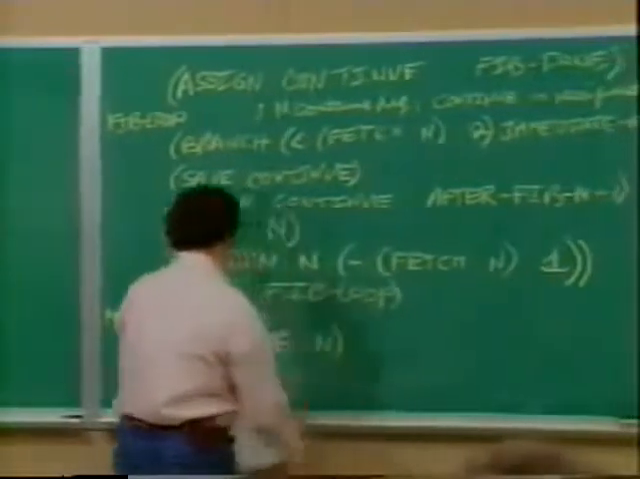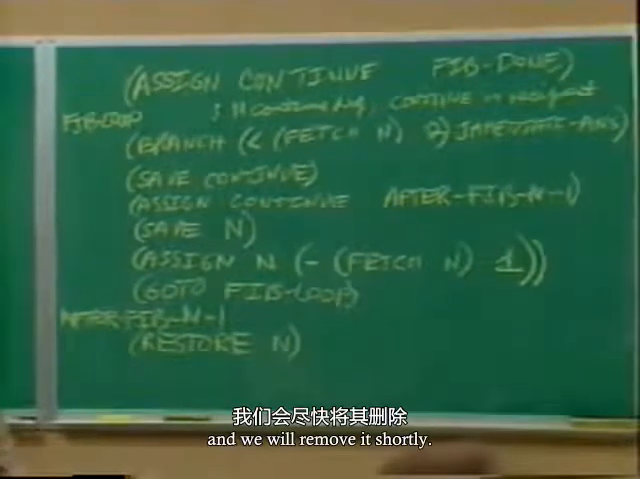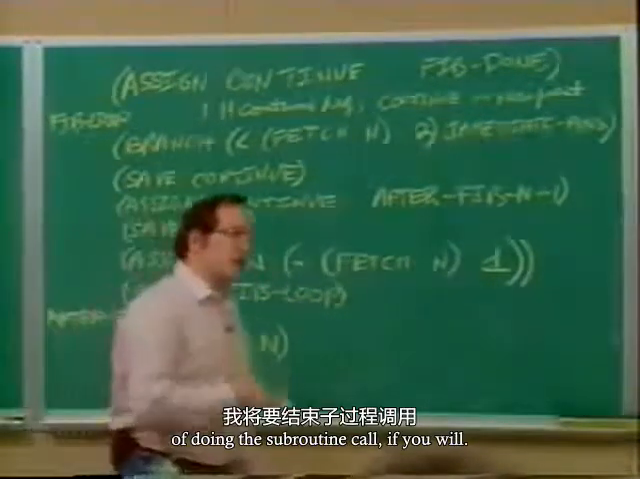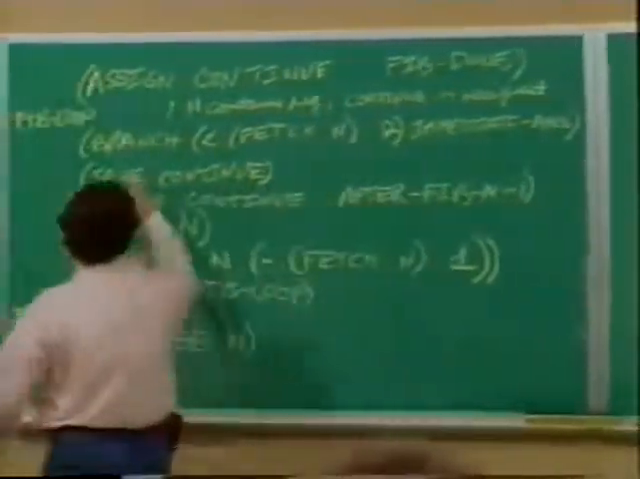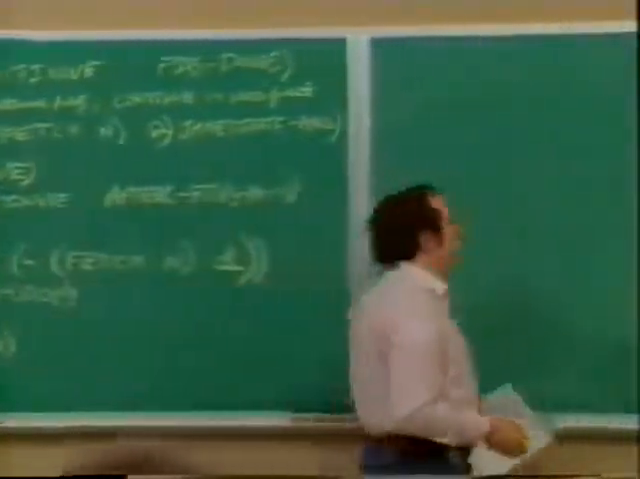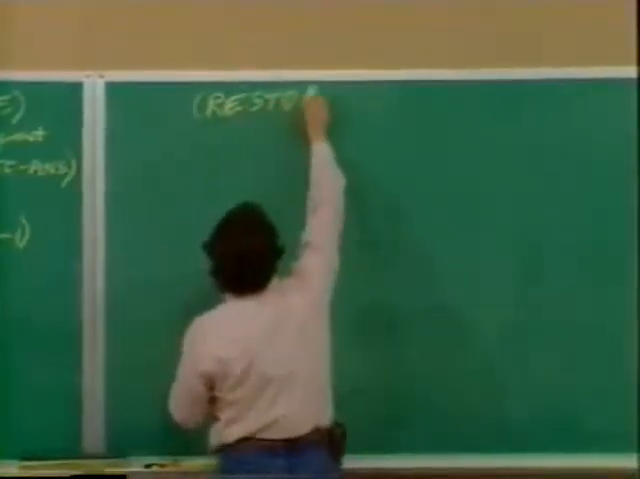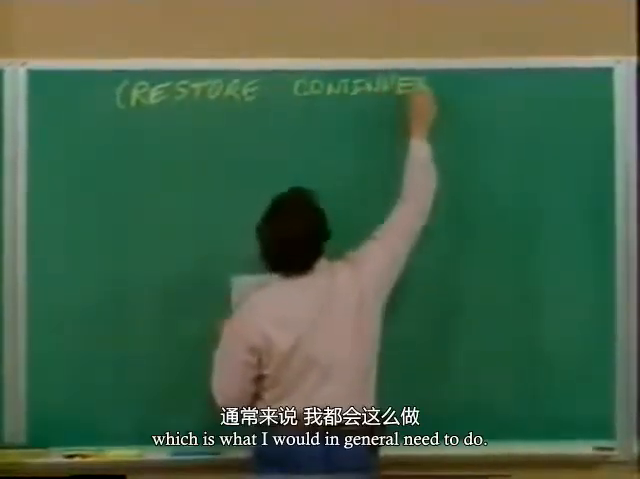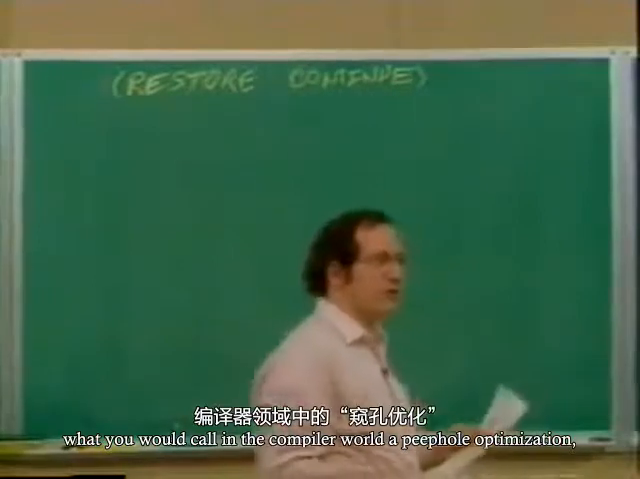Restore of n. Now, I'm about to do something which is superstitious, and we will remove it shortly. I am about to finish the sequence of doing the subroutine call, if you will. I'm going to say, well, I also saved up the continuation since I'm going to restore it now. But actually, I don't have to because I'm not going to need it. We'll fix that in a second. So we're going to do a restore of continue, which is what I would in general need to do. And we're just going to see what you would call in the compiler world a peephole optimization, which says, whoops, you didn't have to do that.